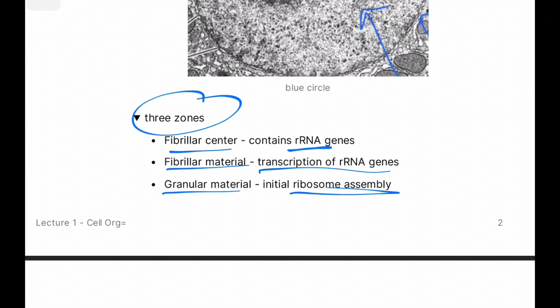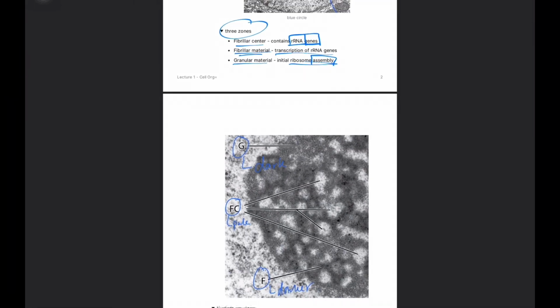Your fibrillar center obviously contains the DNA, the genes for rRNA synthesis. And in your fibrillar material, that's where you actually get transcription of those genes, right? Granular material, that's where you assemble them. So three majorly different functions. And so this histology slide right here is going to be very important, right? It could be something that they're going to ask you to identify. They're probably just going to blur out these areas, give you arrows and say identify, right?